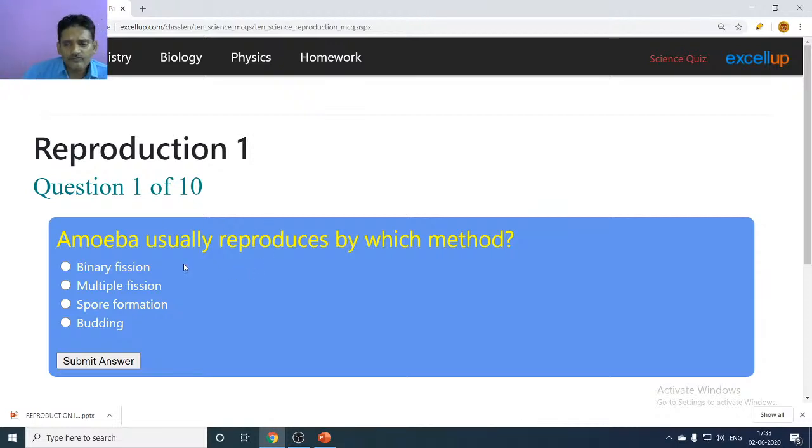Reproduction. Amoeba usually reproduces by which method? Please answer, those who are in live chat, please answer. It is reproduced by binary fission. So the answer is A.